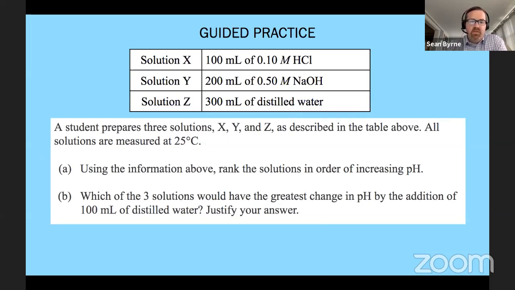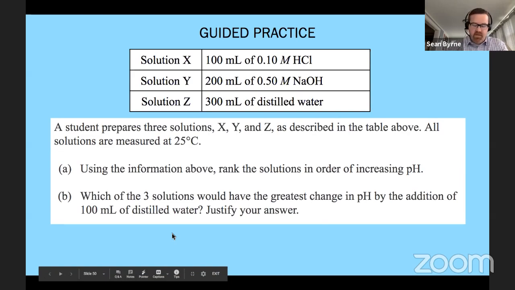A second problem that is coming right out of an AP-like kind of problem, where we're asked to analyze 3 different solutions. The first one is 100 milliliters of 0.1 molar HCl. The second one is 200 milliliters of a 0.5 molar NaOH solution. And the third beaker has just 300 milliliters of distilled water. We'd like you to rank these solutions in order of increasing pH, and then consider which of them would have the greatest change in pH by the addition of 100 milliliters of distilled water.